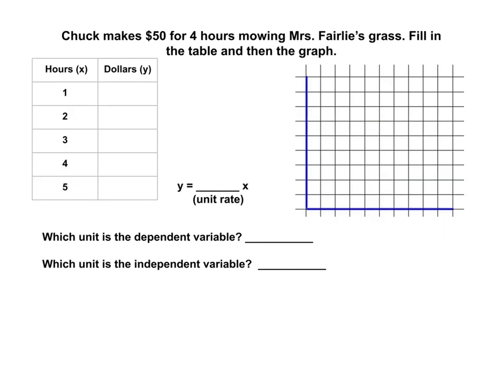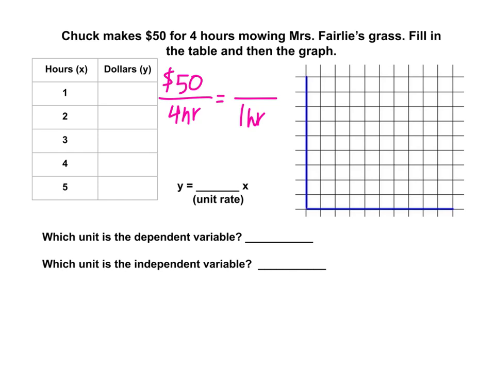Okay, so let's look at number 2. We're going to start off the same way. It says Chuck made $50 for 4 hours mowing Miss Fairley's grass. So the first thing we want to do is find our unit rate. We already know it is $50 for 4 hours. I want to know what it is for 1 hour.